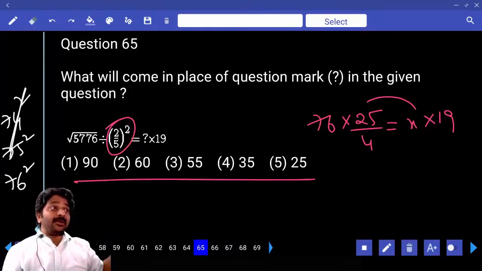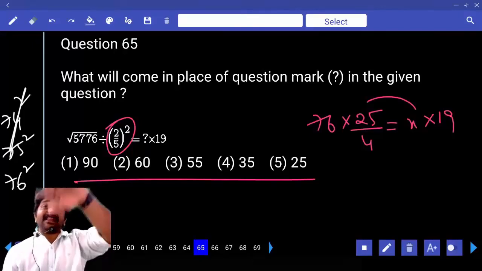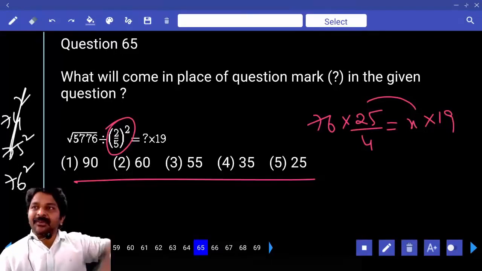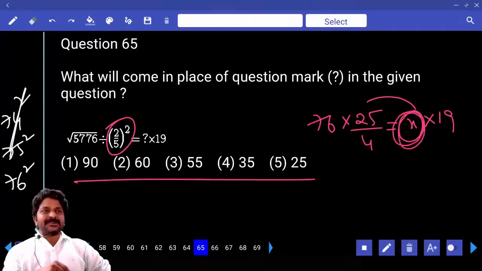In the denominator, do you have 25 multiple? At least 5 multiple? Then right hand side number must be 25 multiple. Apart from x we have another number 19, that is not a 25 multiple. Then x must be a 25 multiple, right? How many options are there? Only one.